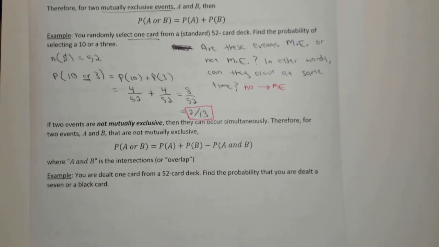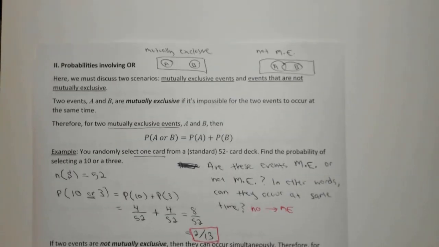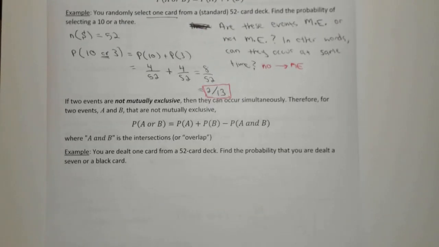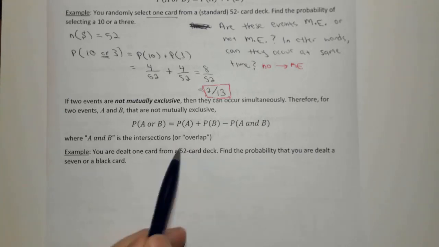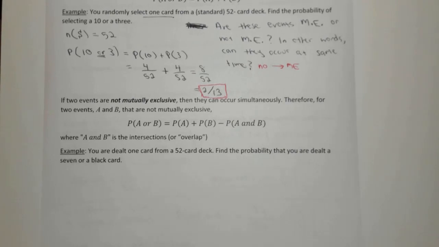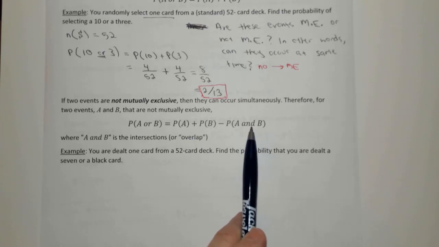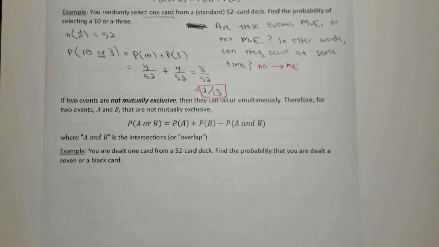So, our other situation is if they are not mutually exclusive. That means that there is some overlap. So as I drew in my Venn diagram here, this little overlap is called the intersection. I'll usually refer to it as overlap, so as not to get too mathy and confusing. But the formula says probability of A plus probability of B minus their overlap. So this is the overlap.